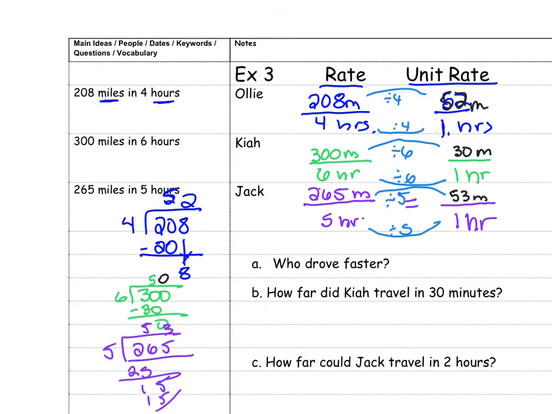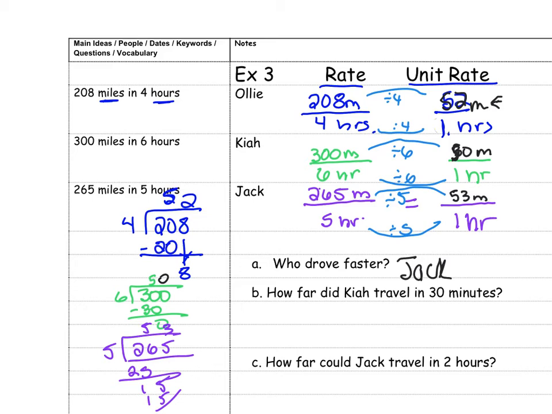All right, this is what I came up with. Except this I wrote wrong. It's a 50. So Ollie was traveling 52 miles per hour, Kaya 50 miles per hour, and Jack 53 miles per hour. So hopefully you know, and this is just kind of common sense, the further they went per hour, the greater their speed. So you know, if you're with your parents and they're going 53 miles an hour, it's faster than 50 miles an hour. So Jack drove the fastest.